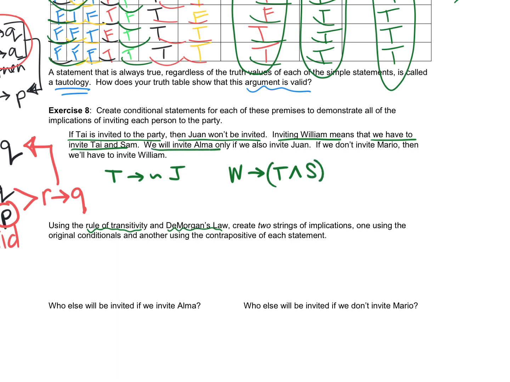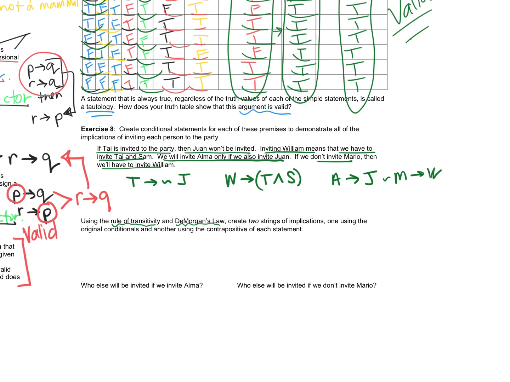We will invite Alma only if we invite Juan. That means if Alma's there, then it implies that Juan was invited, because it's a necessary condition. We also have that if we don't invite Mario, then we'll have to invite William. So that means that not Mario would imply that William is there.